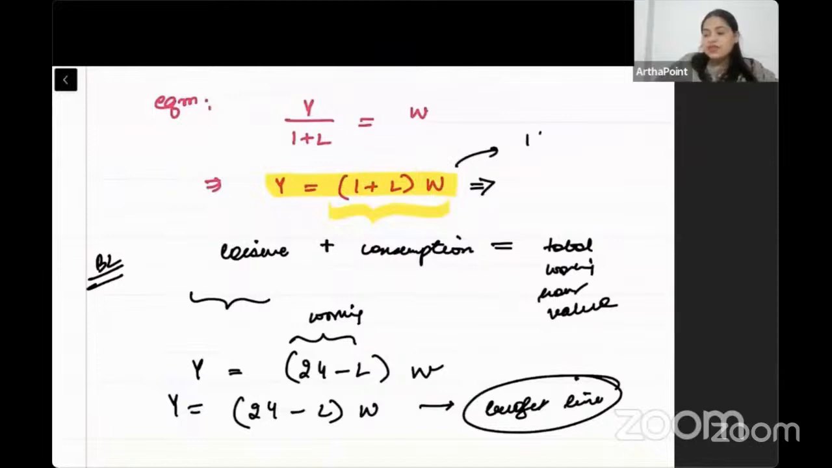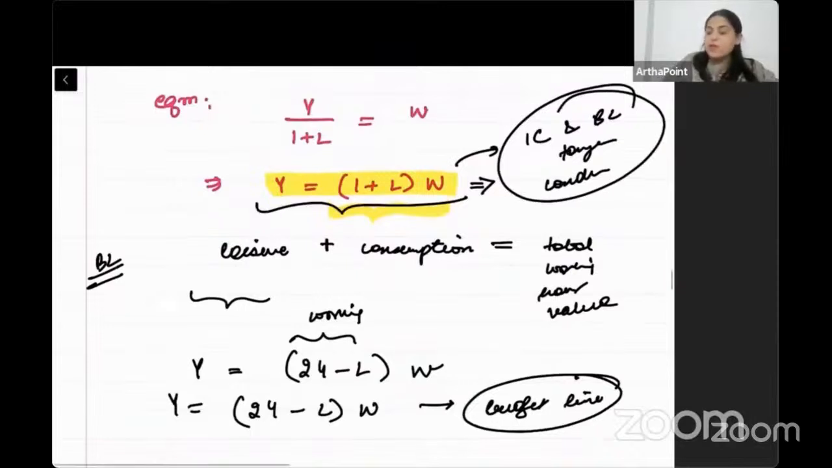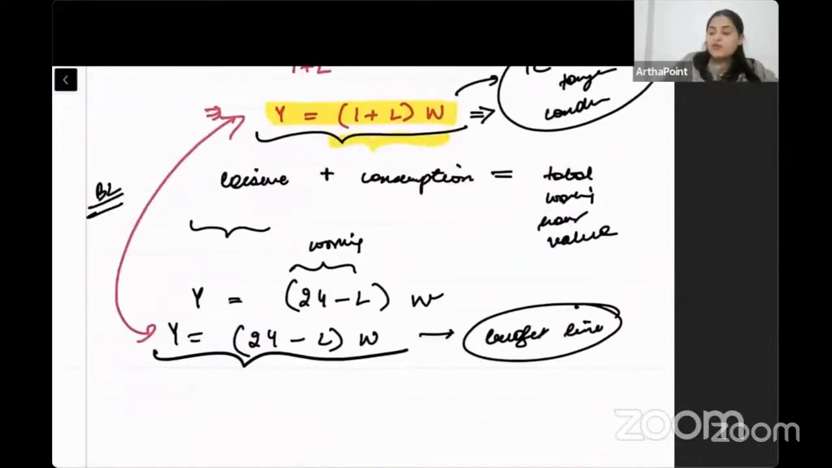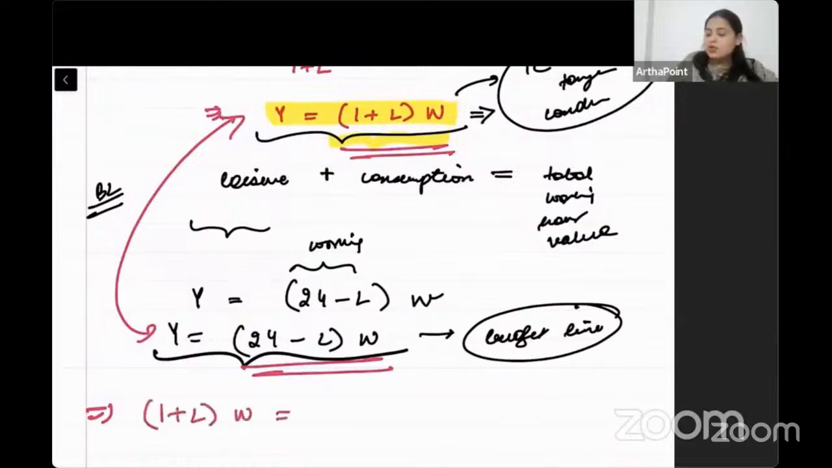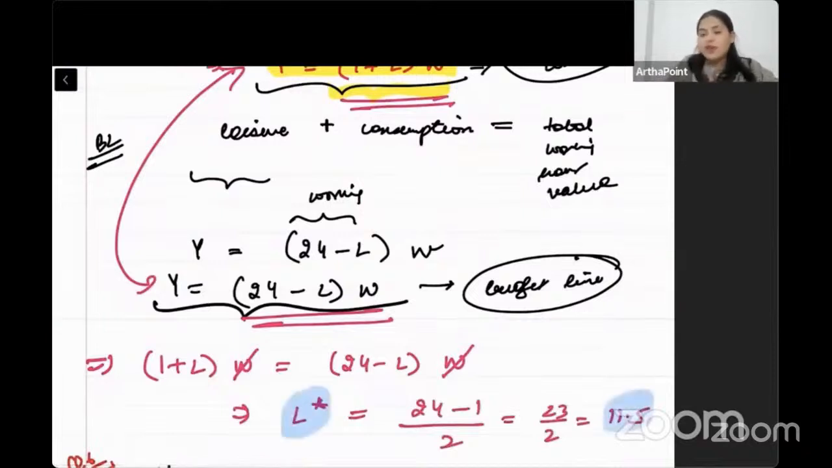This is my indifference curve and budget line tangency condition. So one condition I'm getting from MRS equal to price ratio, the other is my budget line. I just have to combine the two together. So Y should be equal to this also and Y should be equal to this also. So this gives me that (1 plus L) into W should be equal to (24 minus L) into W. तो यहाँ से जो आपकी एग्जैक्ट L की वैल्यू आ जाएगी, you will get 24 minus 1 by 2, 23 by 2, which is 11.5. So you will get an exact L of 11.5.